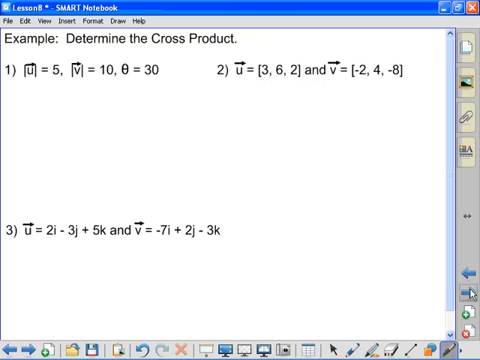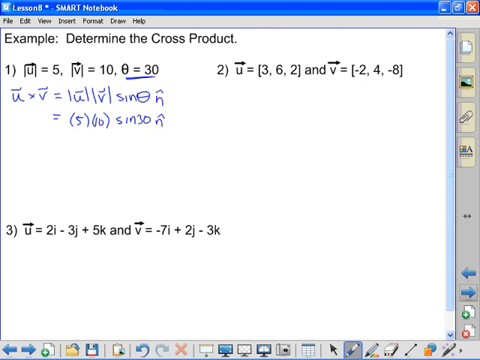So for the first one, you always love seeing an angle. And that's a great thing, because you know that the magnitude of u cross v is equal to the magnitude of u, magnitude of v, sine theta. We only have one equation that has the angle in it, of course. So now it's just 5 times 10 sine 30. And that's going to have a direction. And here's an example where that n indicates there is a direction. With the information given, I can't provide which way it is, but it is a vector result. So there we go. That's it for that one.